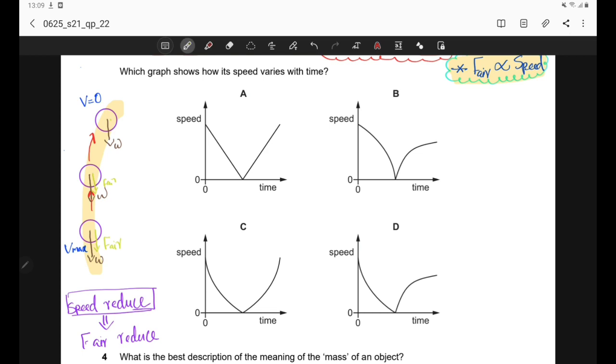Now we can look at the net force acting on the ball. Initially the net force is due to weight and force due to air resistance. So this will be maximum at the starting position, and this net force will gradually reduce.